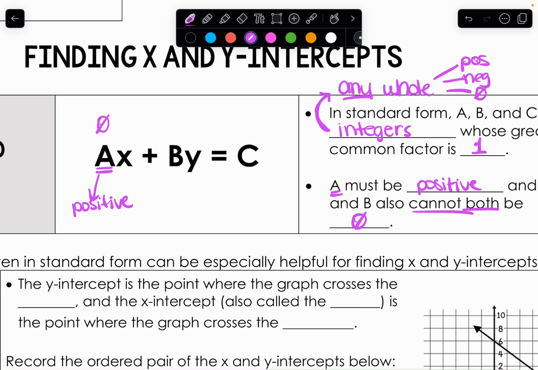Why can't they both be 0? Well, if you multiply 0 by x and 0 times y, 0 times anything is 0. So essentially you're canceling out both your variables, and you can't do that.